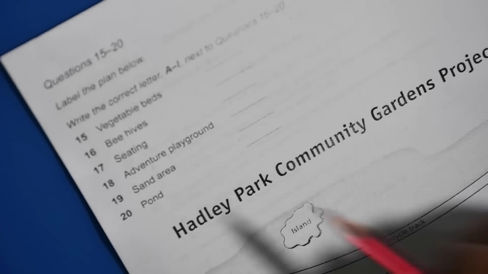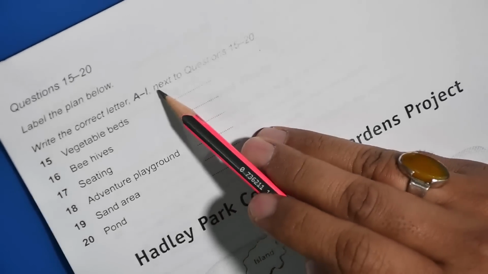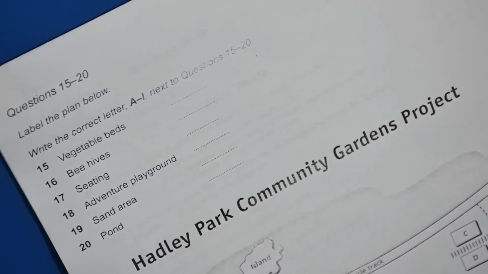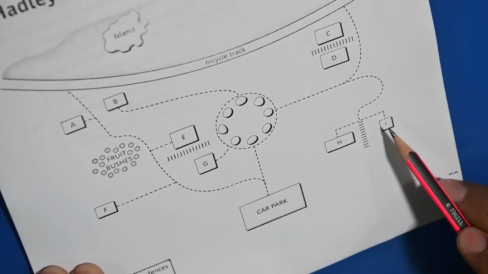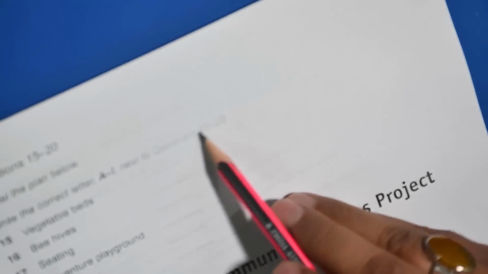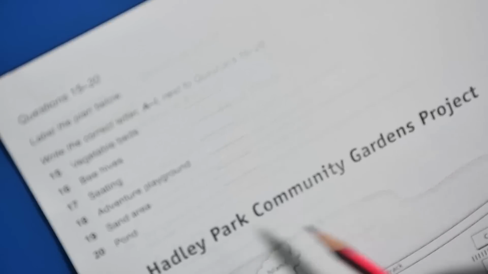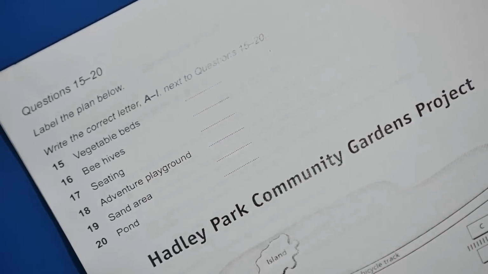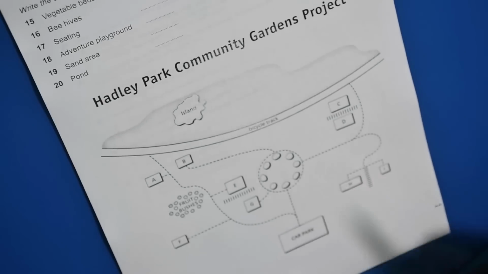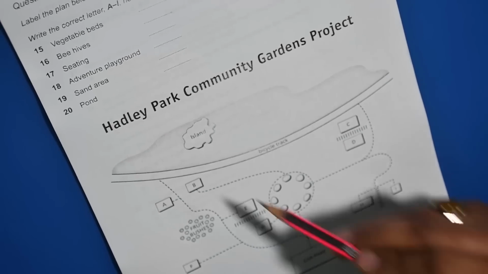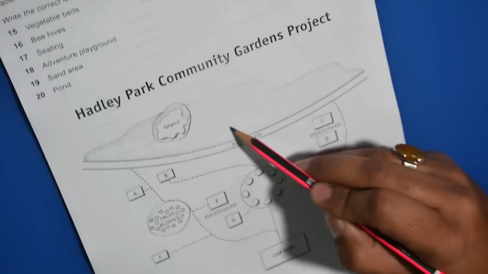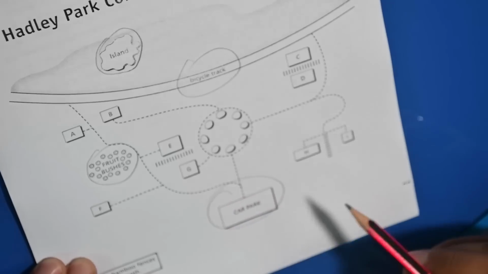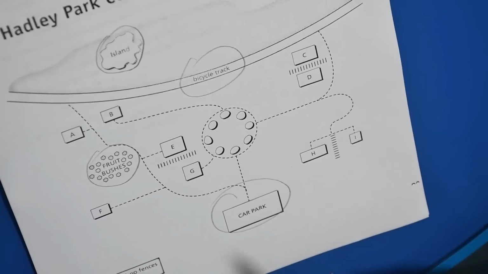We've got this. Write the correct letter A to I. Now A to I is over here. It's A, B, C, D, E, F, G, H, I, right? So write the correct letter A to I next to questions 15 to 20. Now these are the locations, and you have to find these locations on the map. Remember, the information which is given is a very good clue, right? Yeah, this is given information. So given information is a very good clue, one thing.